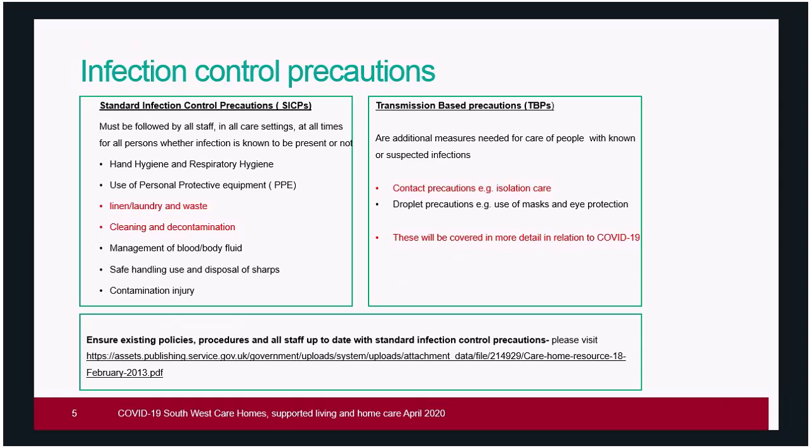Transmission-based precautions are the additional measures on top of standard infection control precautions that are needed for the care of people with known or suspected infections. And these depend on what we know about the way each infection is spread. So for COVID-19, we're talking about contact precautions and droplet precautions. So this presentation will now focus on isolation and safe management of infected waste and linen, as well as cleaning and decontamination. The other videos cover things like hand hygiene and personal protective equipment.